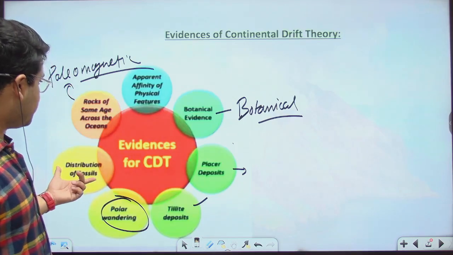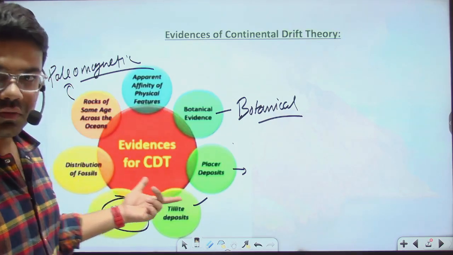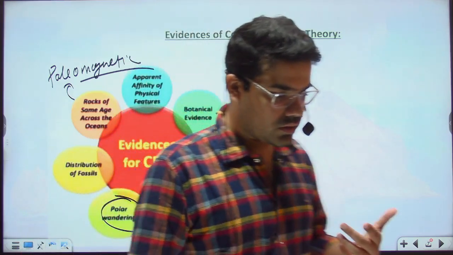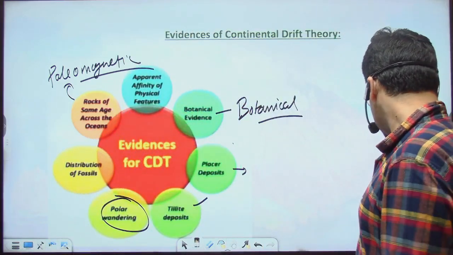Okay. Distribution of fossils we have talked about. The fossil fuels and the paleoclimatic evidence are almost the same.